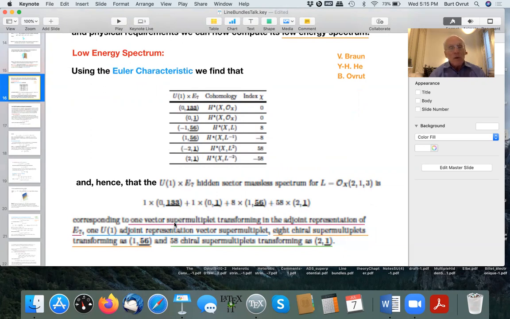which corresponds to one vector supermultiplet transforming in the adjoint representation of E7. That's this 133 guy. Then there is one U1 adjoint representation in a vector supermultiplet, and that's this 1 times 0, 1. Then we get 8 chiral supermultiplets that transform as 56 under E7, but don't have a U1 charge. That's these guys. And then we get 58 chiral supermultiplets that don't transform under E7, but do transform under the U1 with a charge +2. And that's these guys over here.